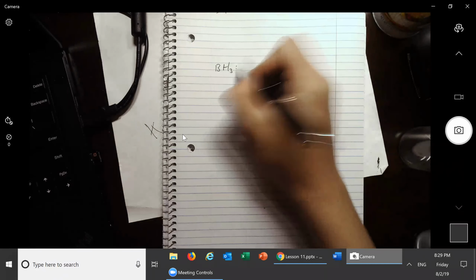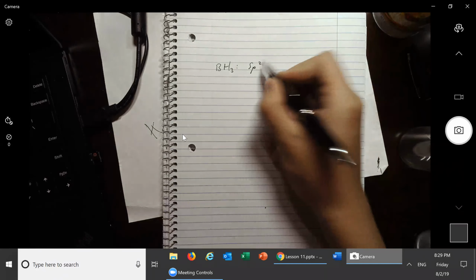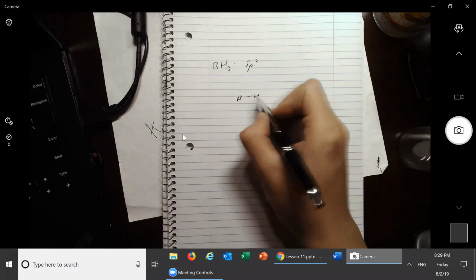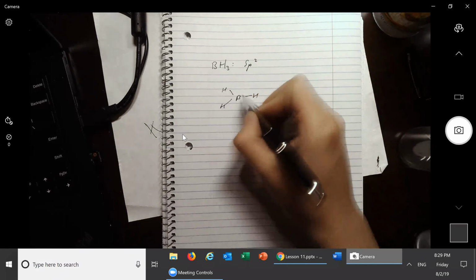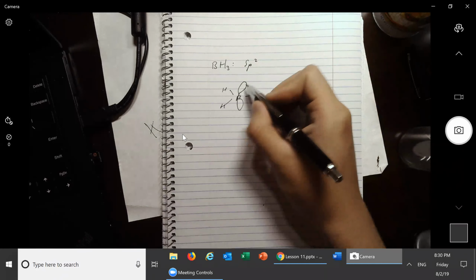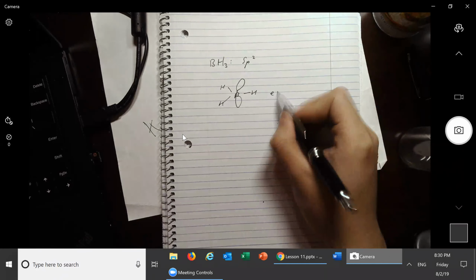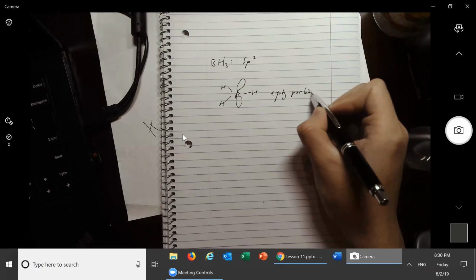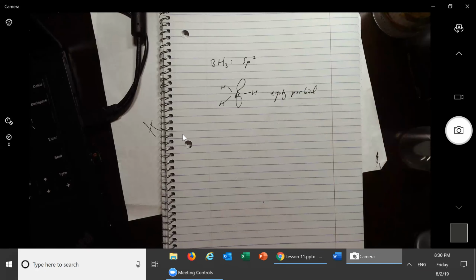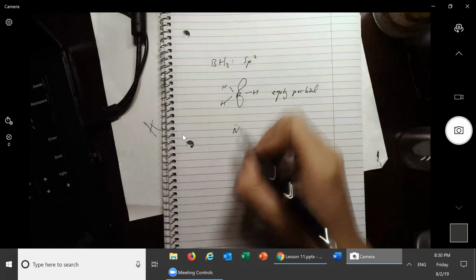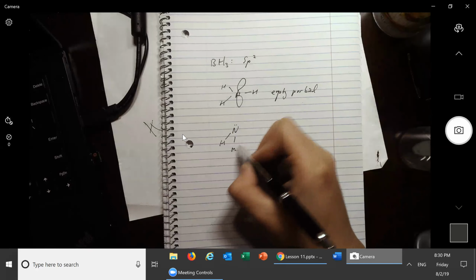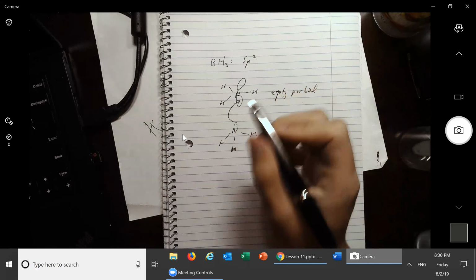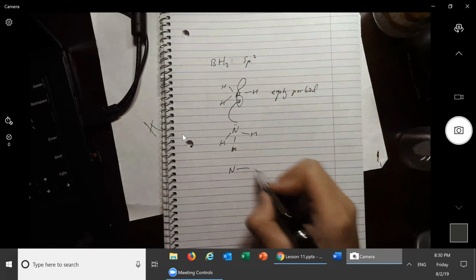BH3 is sp2 hybridized. So we have B and this empty p orbital. This empty p orbital can accept electrons from NH3. So these electrons will go into the p orbital, and then you get something that looks like this.